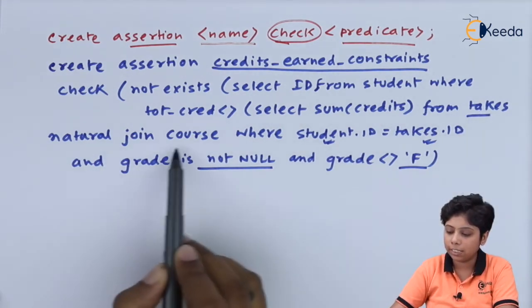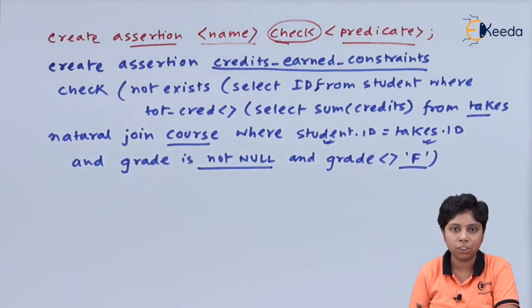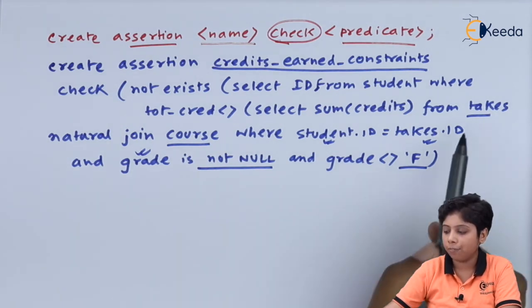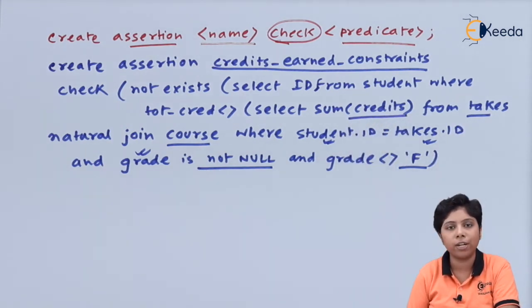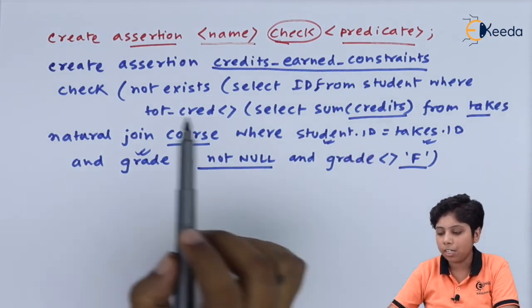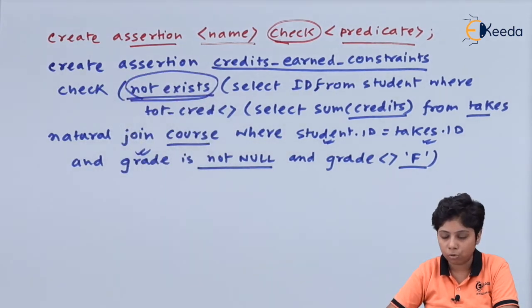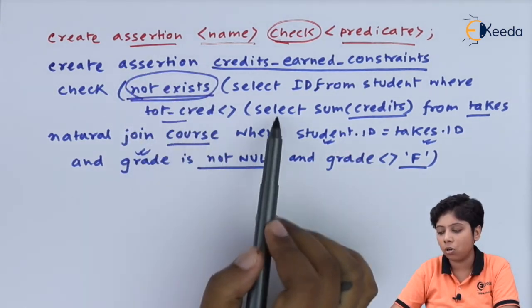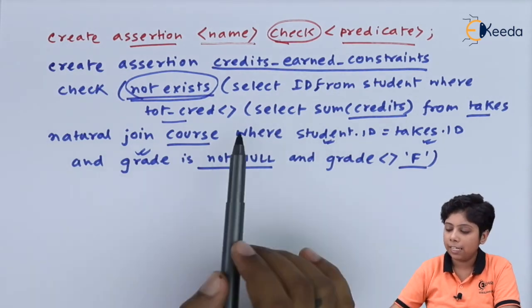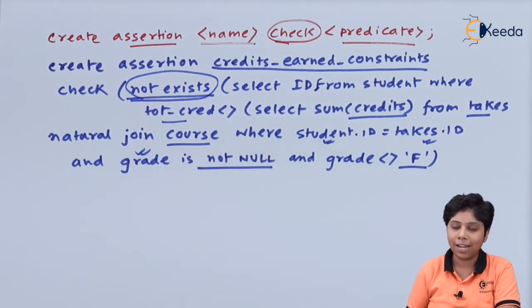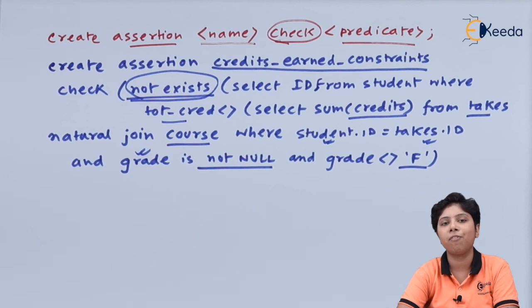By natural joining takes with course, we can merge and see which field is left null, and check that the grade attribute is not null in any case. After that we sum up all the credits of the students. Now we check, using the not exists constraint, that the total credits is not equal to this one. That means the total credits should be equal to this one. Other than that, the checking constraint will be violated.